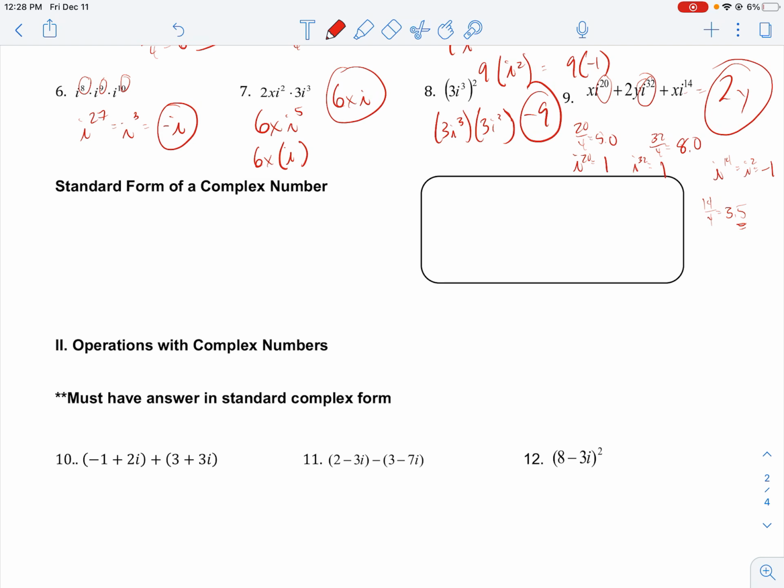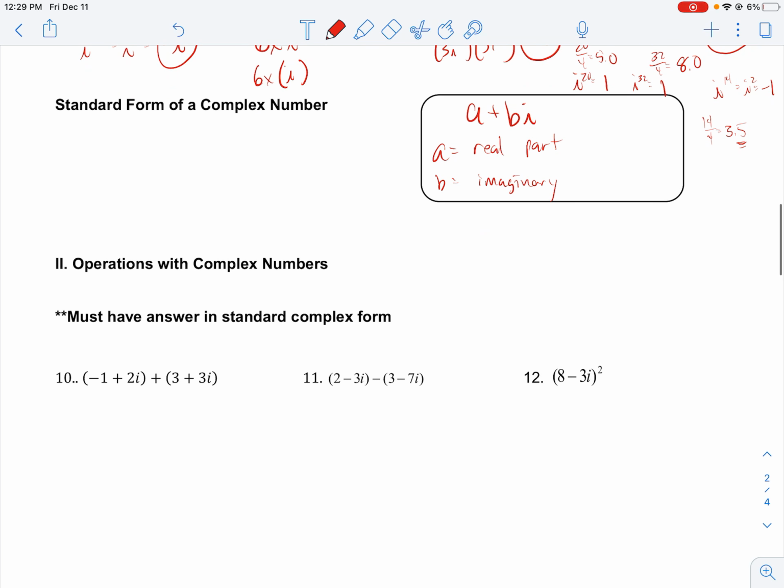All right, so the last part of the lesson involves complex numbers. Here's what a complex number looks like in standard form, where the a is the real part, and b is the imaginary part, the part that is being multiplied by the i. That being said, we must have our answers in standard form when we solve these. So what are we doing down here? It looks like we're either adding, subtracting, or multiplying these complex numbers.